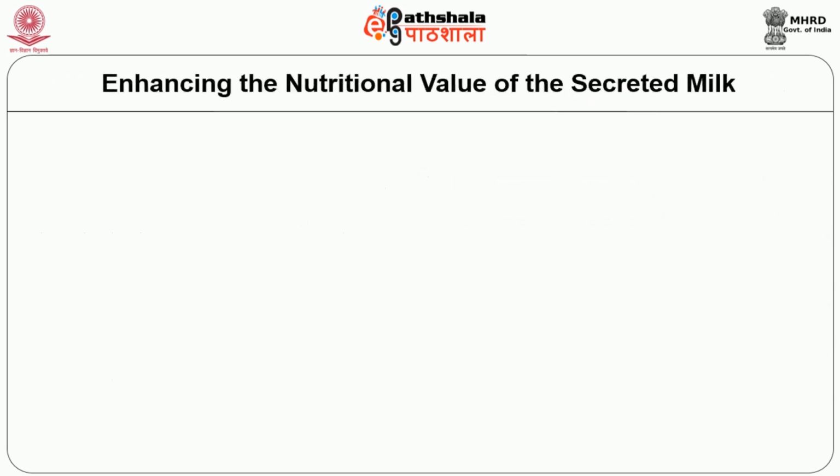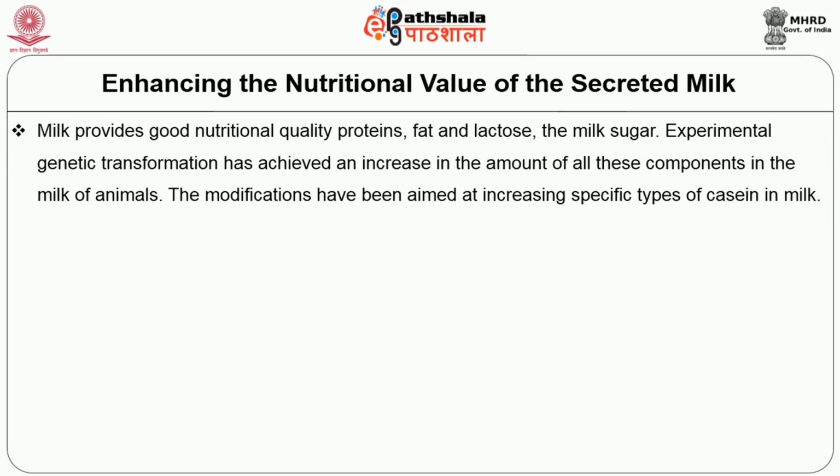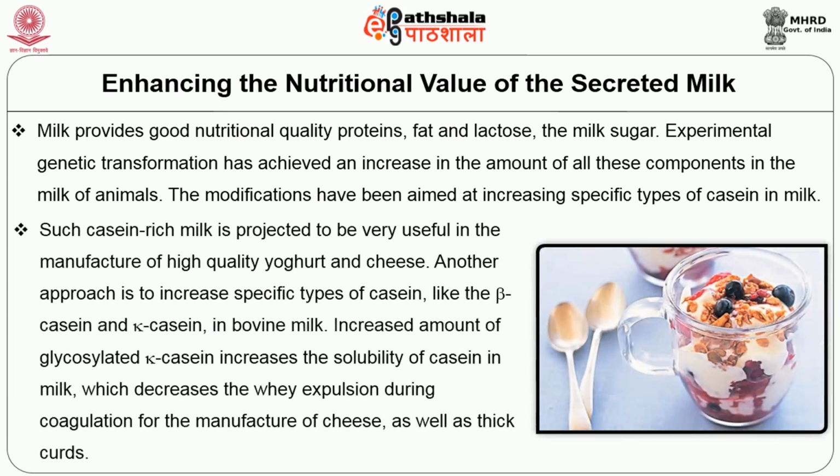The second approach is enhancing the nutritional value of the secreted milk. Milk provides good nutritional quality proteins, fat, and the milk sugar lactose. Experimental genetic transformation has achieved an increase in the amount of all these components in the milk of animals. The modifications have been aimed at increasing specific types of casein in milk. Such casein-rich milk is projected to be very useful in the manufacture of high quality yogurt and cheese.